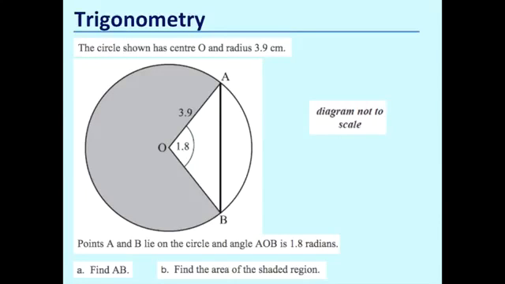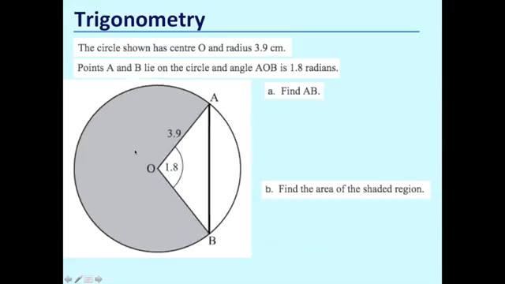An exam question to finish then. The circle shown has centre O and radius 3.9 centimeters. Points A and B lie on the circle and angle AOB is 1.8 radians. Find AB and find the area of the shaded region, which will be here. First of all, then, find AB.